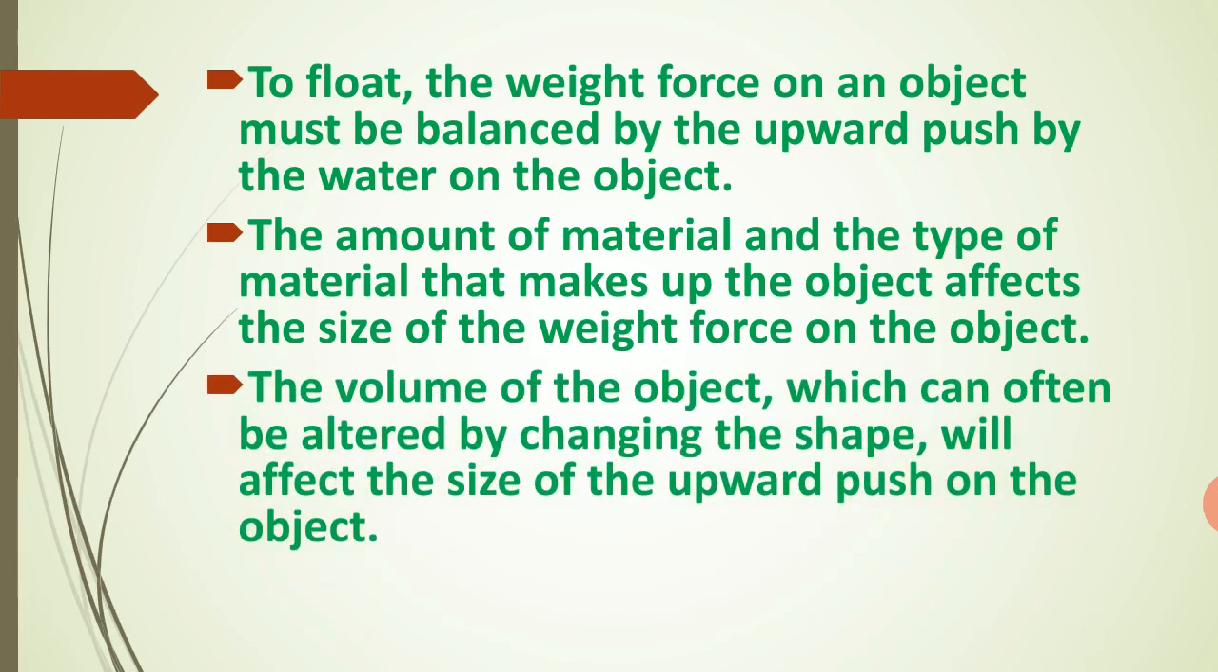The volume of the object, which can often be altered by changing the shape, will affect the size of the upward push on the object. If a round object is changed into a flat object, there will be a change in surface area and there will be a change in the upward push as well as the displacement of water. So all these things help an object to float or to sink.